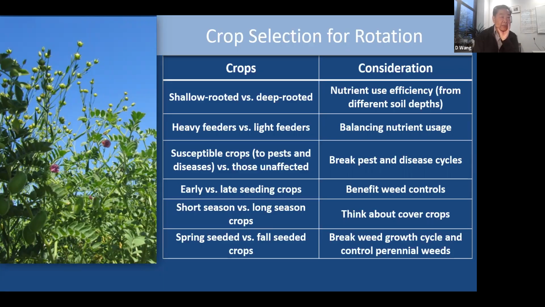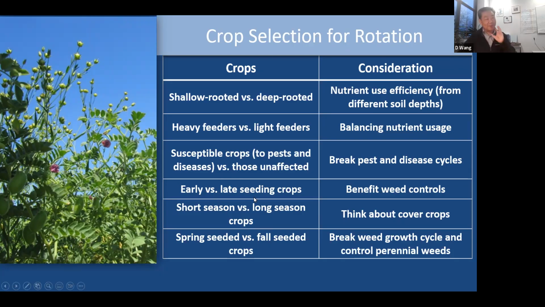An example I could give is peas. Pea is more susceptible to many diseases compared to other crops. But if you do have to grow pea, in that pea category you choose the resistant varieties, not the susceptible varieties.